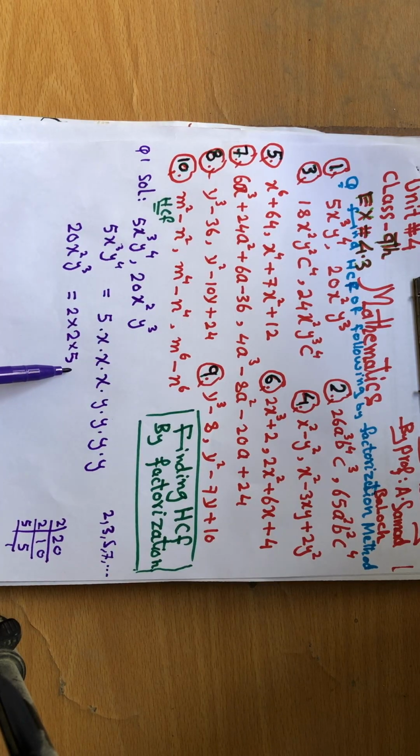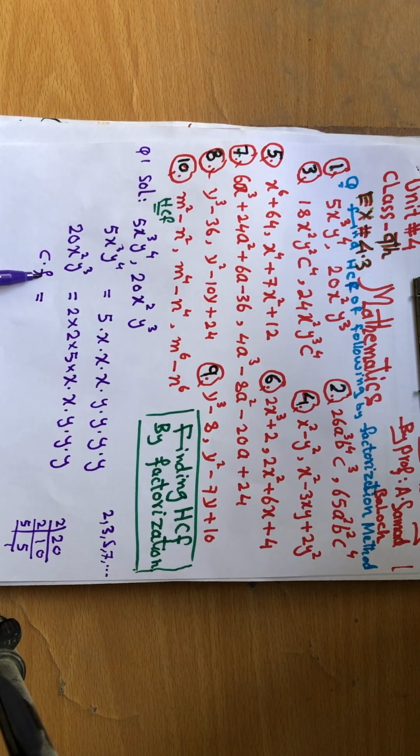After this we can see x power 2, it means x will be written 2 times, x multiplied by x, and y power 3 also we will write y multiplied by y multiplied by y, it means y 3 times. After writing these things we will see the common factors.